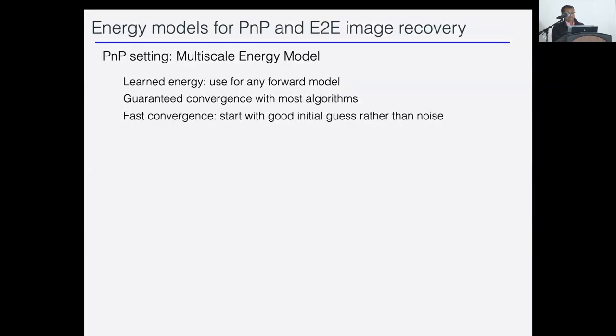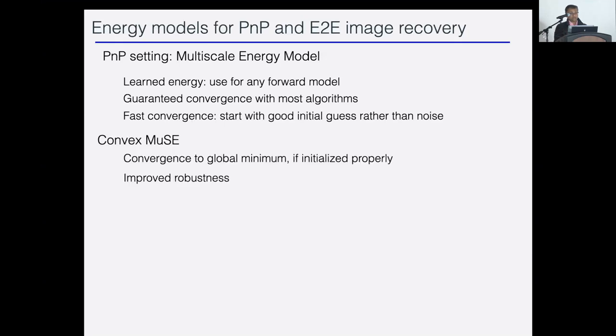So let me summarize. I introduced these energy models for plug and play and end-to-end image recovery. In the first part, I introduced a plug and play method. Here we learned the energy, and since it's trained in a plug and play fashion, it can be used for any forward model. This gives guaranteed convergence with most algorithms. And the convergence is fast because you don't have to start with Gaussian noise. You can start with any good initial guess, and provided the initial guess is close to the original solution, you get very fast convergence.